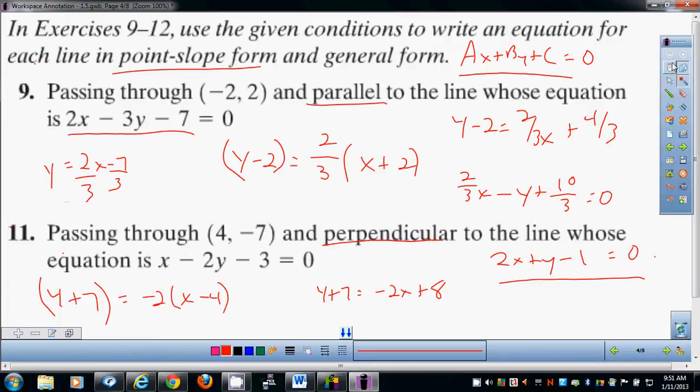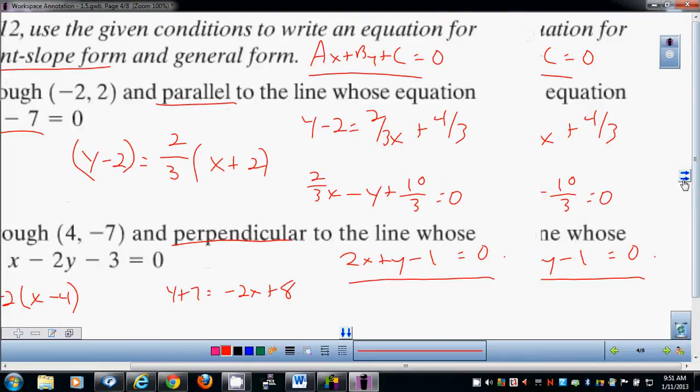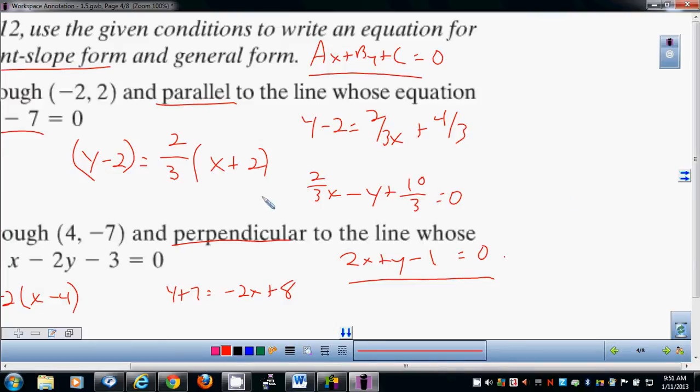Now, what's the problem with this right now? Fractions. Can't have fractions. So we're going to multiply everything by what common denominator? 3. Giving us 2x minus 3y plus 10 equals 0. And here's your general form. Sorry about the first part going so badly, but negative a over b will get you your slope in general form. Questions?